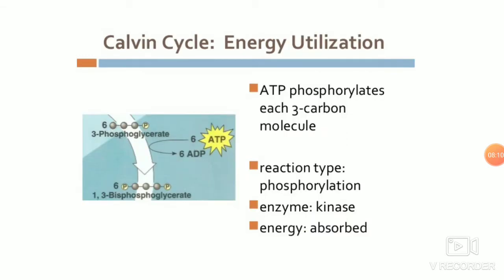Okay, so ATP is utilized here, where you have the conversion of 3-phosphoglycerate to 1,3-bisphosphoglycerate. It is carried out by an enzyme called phosphoglycerate kinase. It's a kinase reaction. The energy that is absorbed comes from hydrolysis of ATP to ADP. So there are totally 6 molecules, so 6 ATPs are utilized in this reaction. It's a phosphorylation reaction.